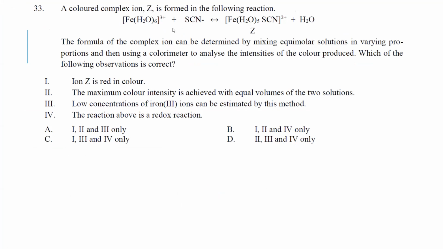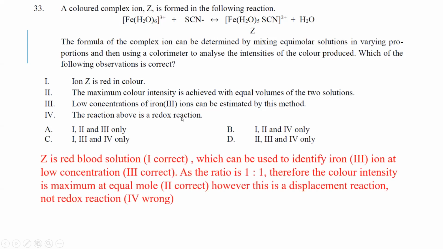The formula of the complex can be determined by mixing equimolar solutions in varying proportions and then using a colorimeter to analyze the intensity of the color produced. Which of the following is correct? Number 1, ion Z is a red color. Yes, this one you have to memorize. Fe(H2O)5 SCN 2+ is a blood-red color, which is used to identify iron 3 ions in low concentration. Okay, so number 3 is also correct.